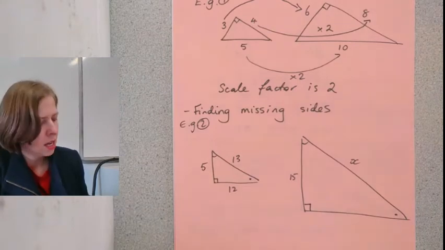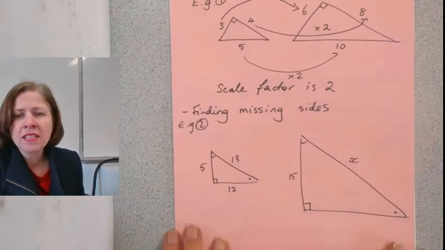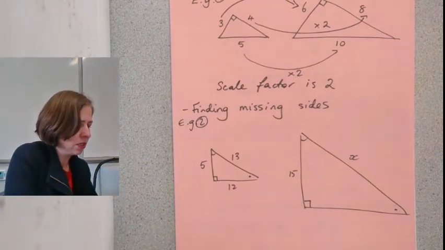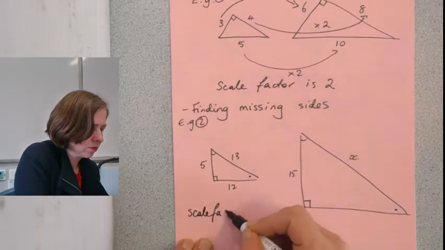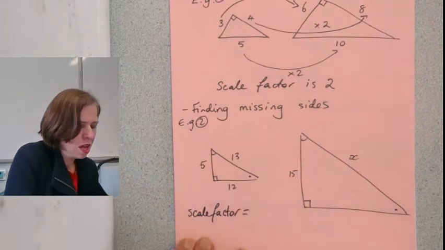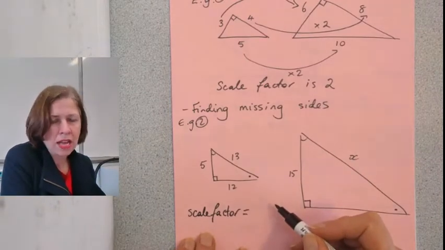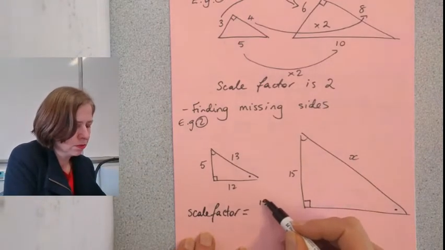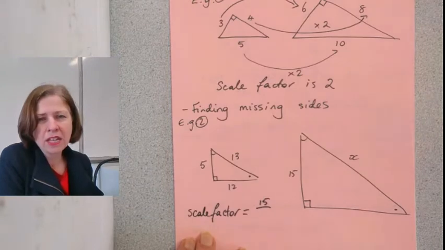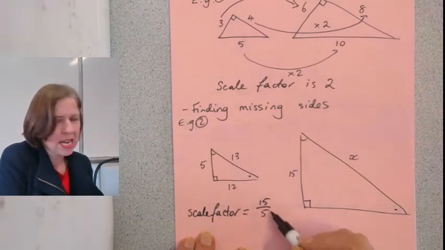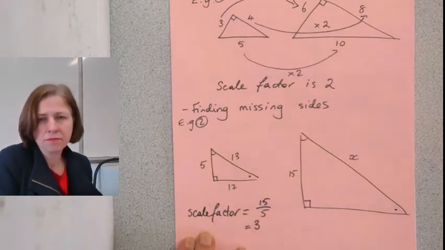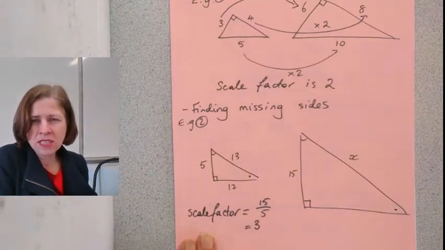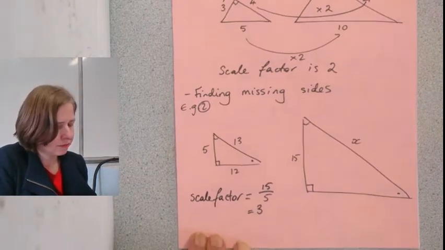All right. Okay, so I need to work out the scale factor, and this is how I do it. Scale factor is going to equal the length on triangle 2 divided by the length on triangle 1 in a corresponding pair. And that gives me 3. That's my first step to finding the missing side.